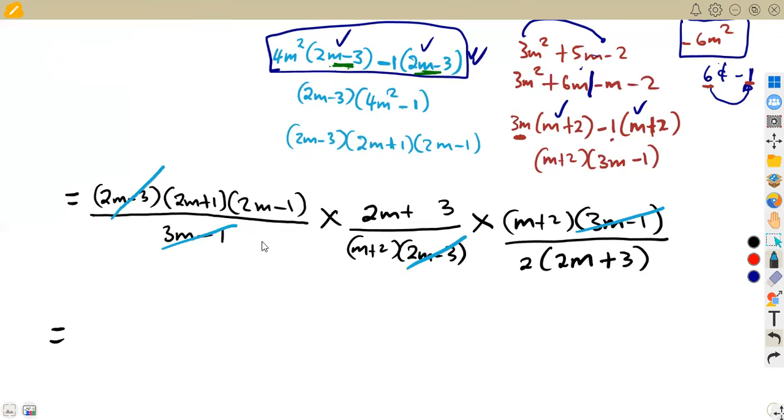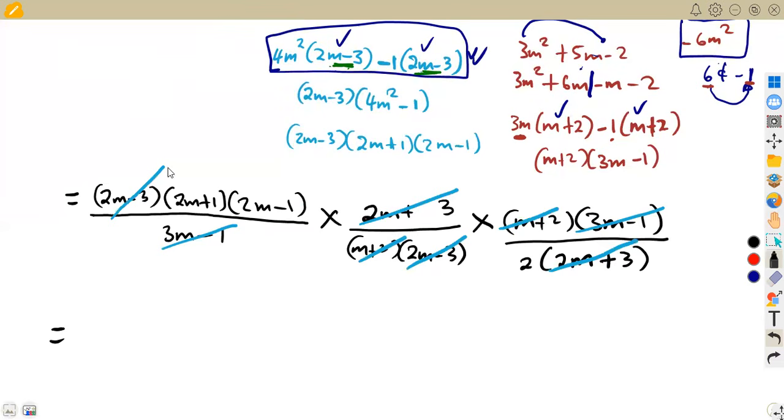We've got 2m plus 3, okay, this one and this one. We've got m plus 2, yes. I'm sure that's it. All right, so that's it, and there's nothing left.